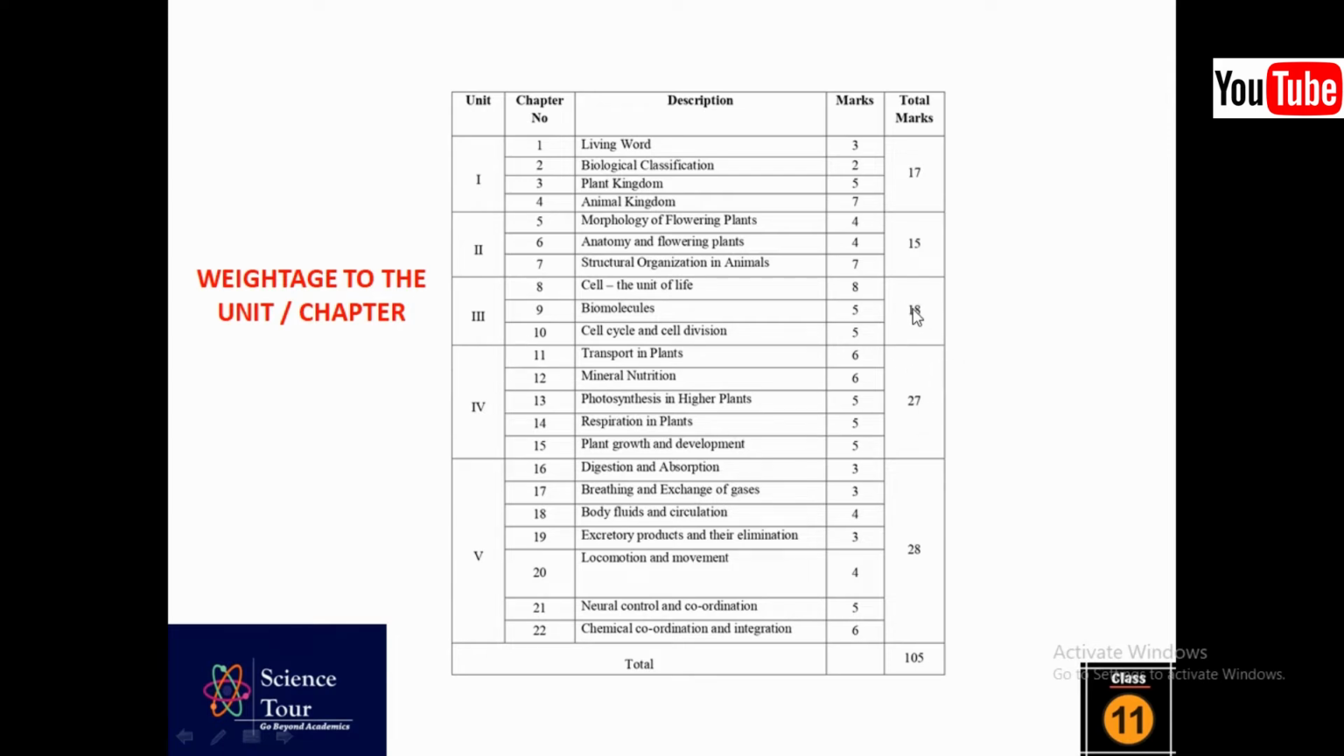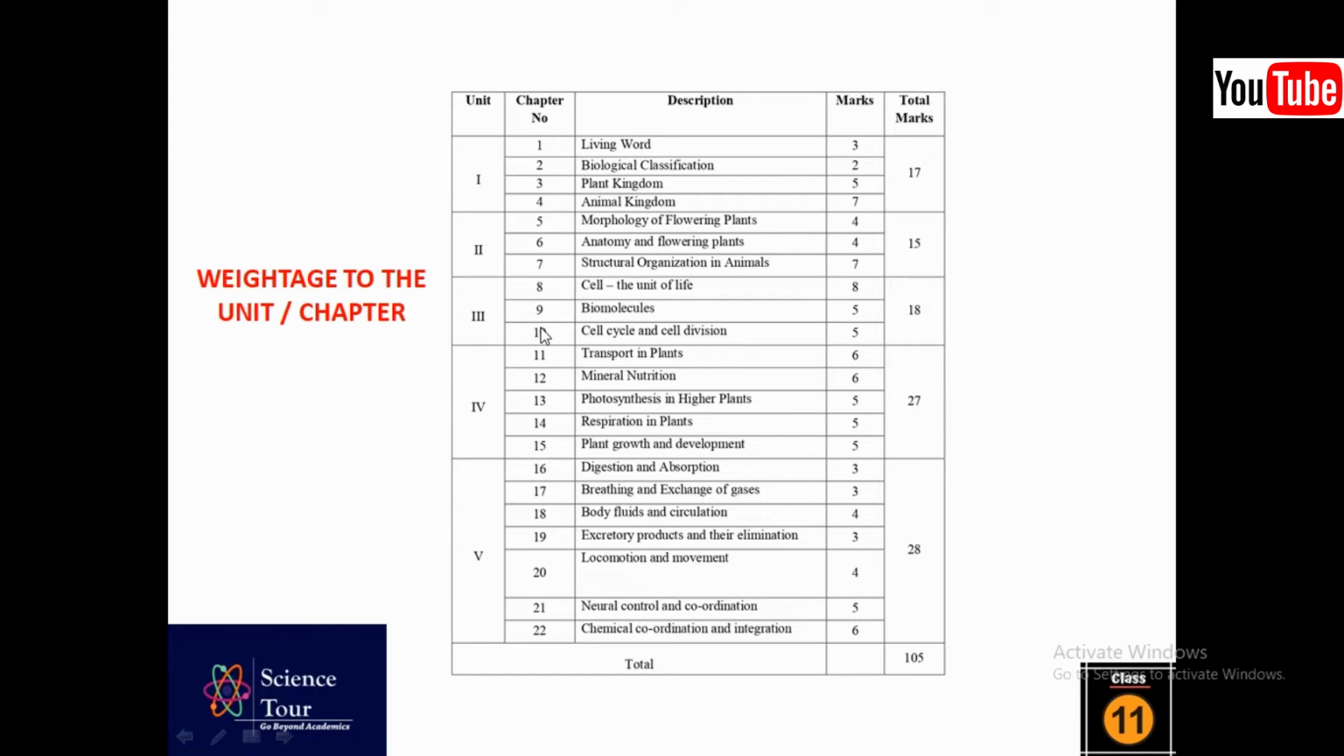See, total marks 18 marks from this particular unit. So the first chapter under this unit is cell, the unit of life, having 8 marks. Most important topic it is. So one skill based question, draw neat and well labeled diagram may come, and one 2 marks question and one 1 mark question, or one 3 marks question may come. Slight variation may be there.